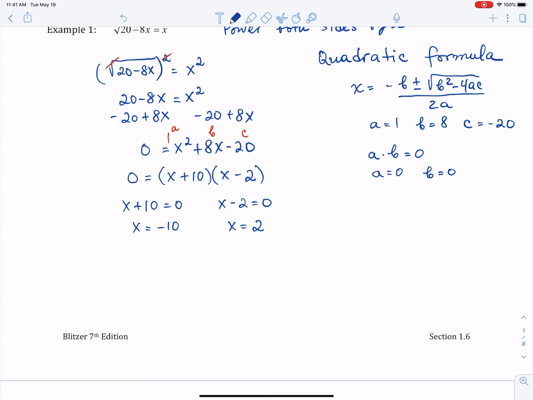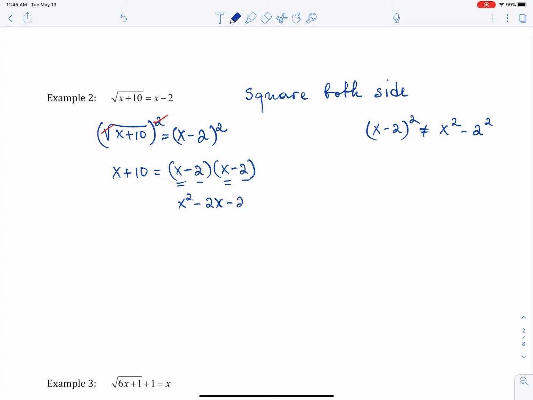And we are going to distribute. X times x is x squared. X times negative 2 is negative 2x. Negative 2 times x is negative 2x. And negative 2 times negative 2 is positive 4. So x plus 10 is equal to this quadratic equation.